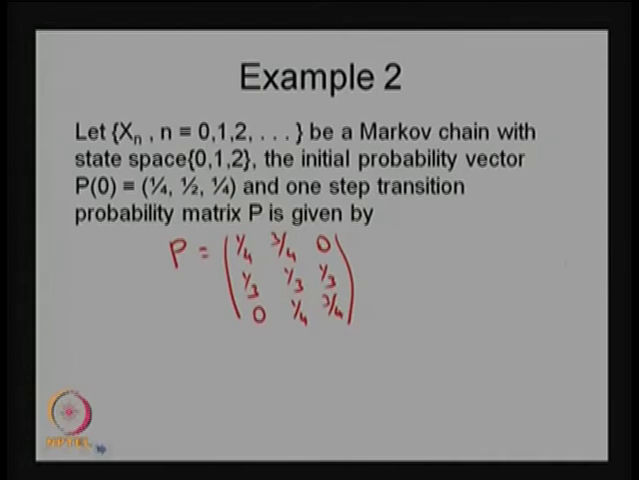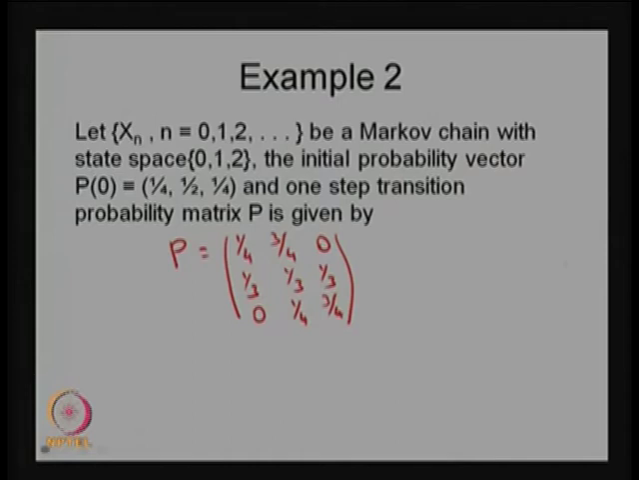Now, we will move into the next example. This is an abstract example in which X_n is a discrete time Markov chain. The default discrete time Markov chain is always time homogeneous. So, this is a time homogeneous discrete time Markov chain with the state space 0, 1 and 2, and it is provided the initial probability vector, that is P0, which is (1/4, 1/2, 1/4). So, the summation is going to be 1. Therefore, this is the initial probability vector.